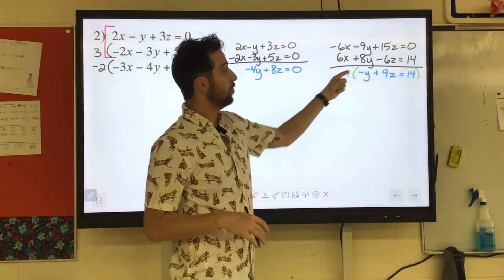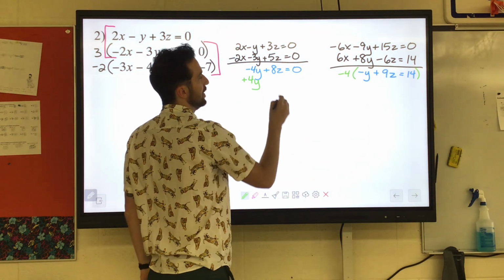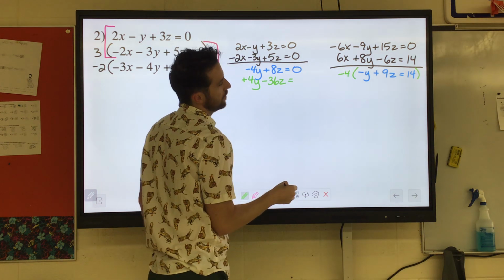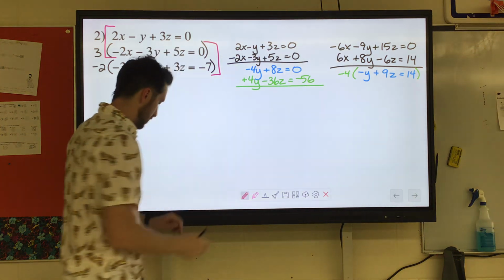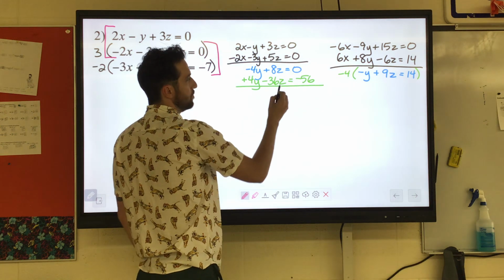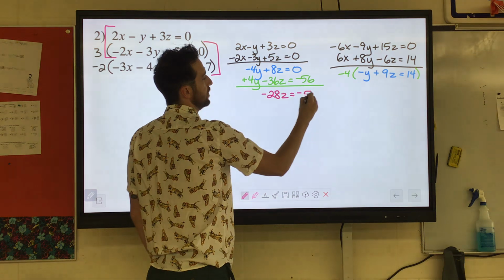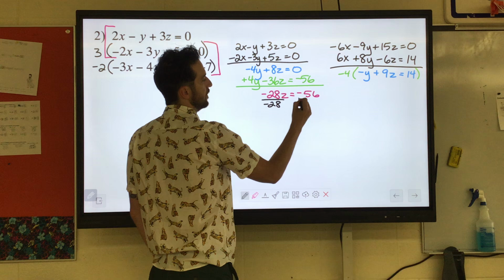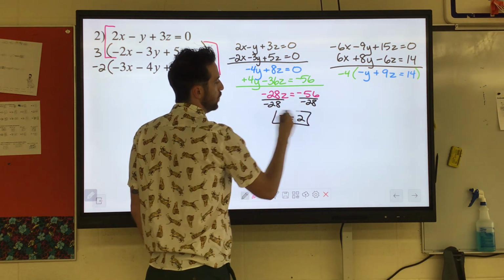Negative 4 times negative y is positive 4y. Negative 4 times 9z is negative 36z. And then negative 4 times 14 is negative 56. Cool. So now our y's get eliminated. The z's, 8 minus 36 is negative 28z. 0 minus 56 is negative 56. We'll go ahead and divide both sides by negative 28. And that gives us z equals positive 2.